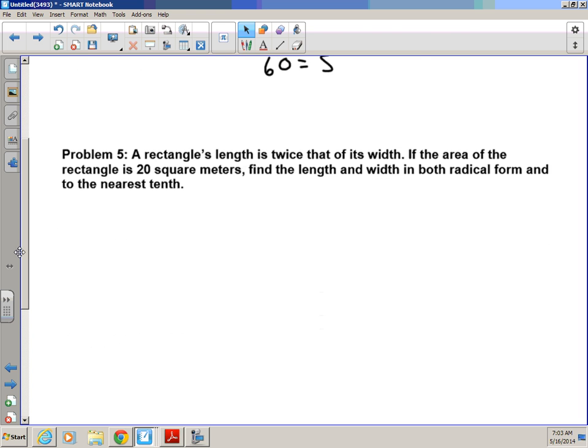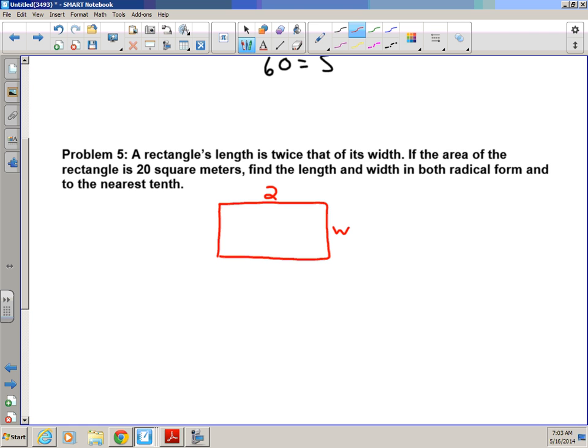I have a rectangle. Now, a lot of times it might be helpful to just draw out a diagram to visually see what's happening. The length is twice that of the width. So if this is the width, the length is twice, it's 2w. Okay? The area is 20 square meters. I want to find the length and the width in radical form and to the nearest tenth. Well, the formula is 2w times w equals 20. That means 2w squared is equal to 20.